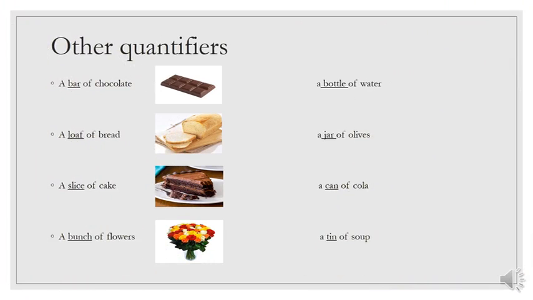As grade 7's book gave us the basic quantifiers that we need, like many and all the ones that we explained before, this book is offering us different types of quantifiers. So here we will deal in page 78 with other types like a bar of chocolate, a loaf of bread, a slice of cake, a bunch of flowers, a bottle of water, a jar of olives, a can of cola, a tin of soup. All these can be considered quantifiers again. Why? Because they're giving us the amount but without stating a number. So you can find many of these examples in page 78.